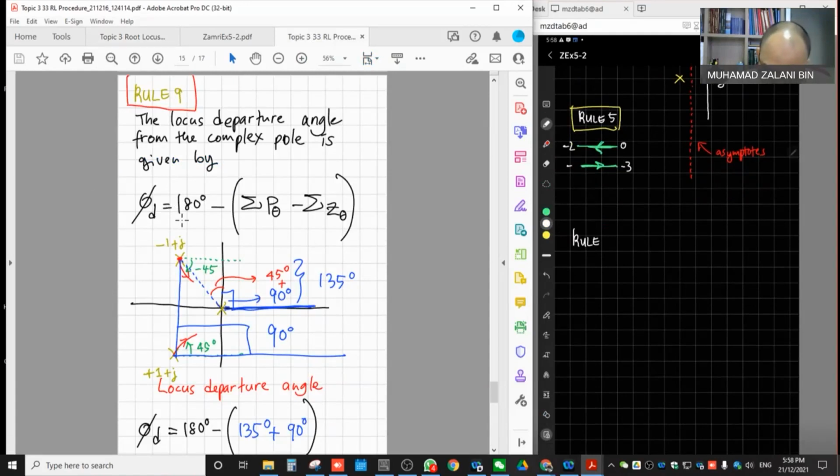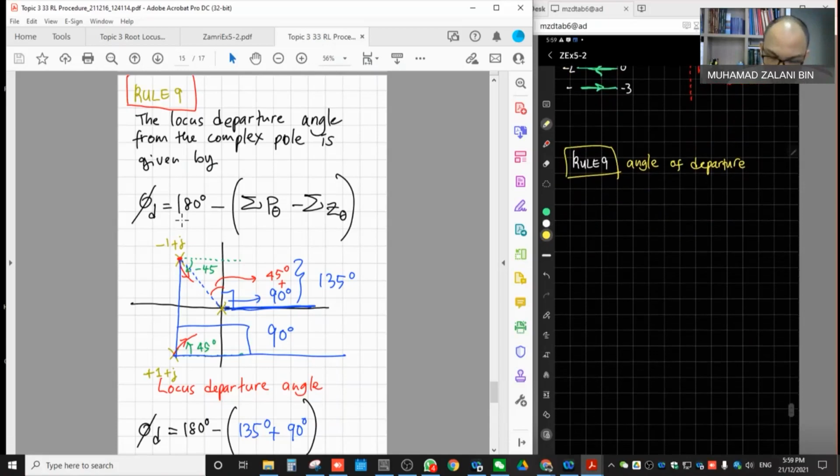Rule number 9. Angle of departure. So we can determine it by using this equation. Phi d, I'm going to use white color. Phi d equals summation 180 degree minus sum of angle of poles minus summation of angle of zeros. All right.